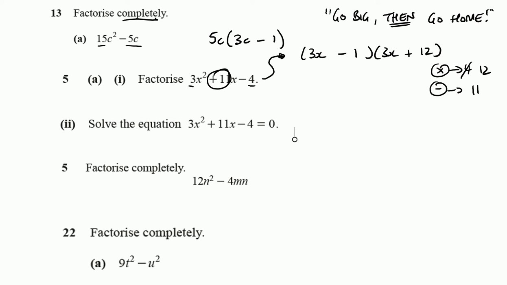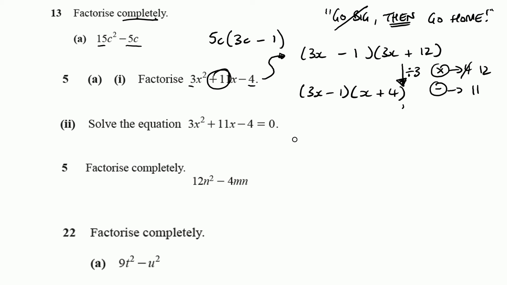Now this answer is too big, alright? I've gone big, now I need to go home. That means dividing by 3, either in this bracket, or in this bracket, or possibly a combination of both. We can see that if I were to take this bracket and divide by 3, I would avoid any fractions or decimals, so that's the one we want to go with. This bracket is left alone at 3x minus 1, and this bracket is now x plus 4.